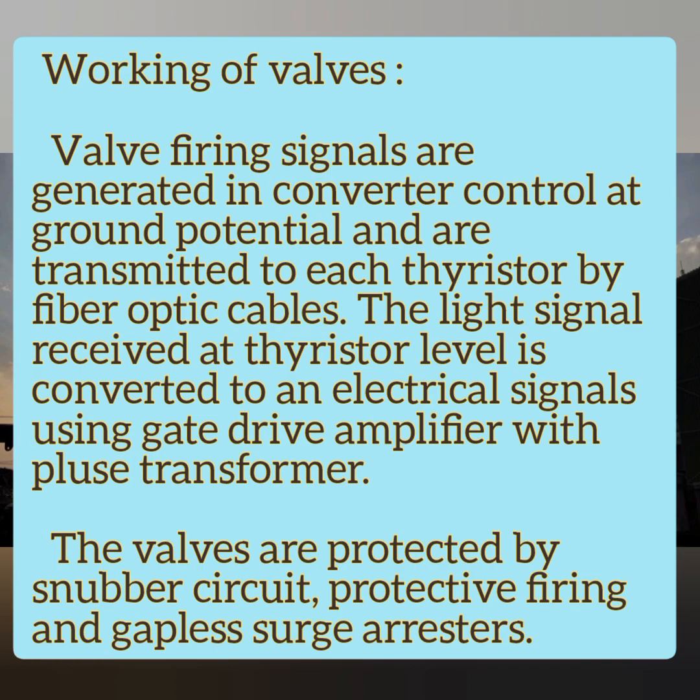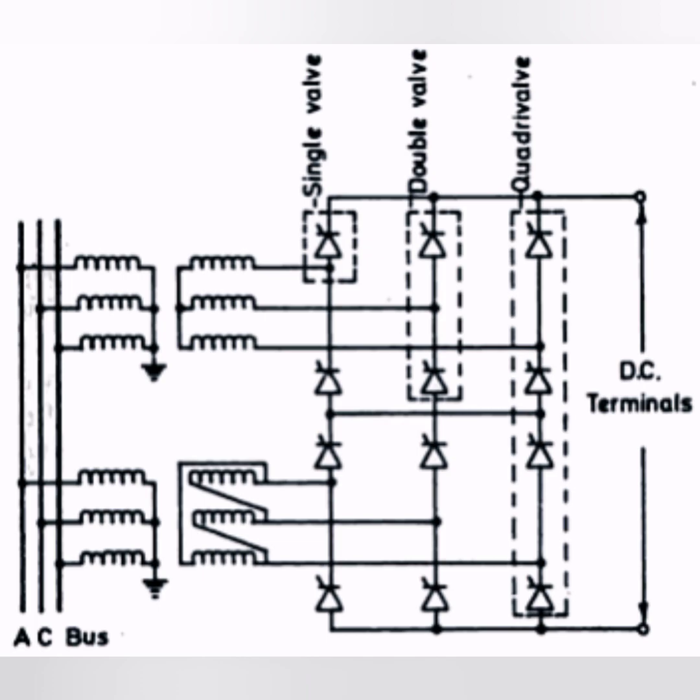Next, coming to the working of valves, the valve firing signals are generated in the converter control at ground potential and are transmitted to the thyristors by optical cables. Then the light signal received at the thyristor level is converted to an electrical signal using gate drive amplifiers with pulse transformers. Then the valves are triggered and supply the DC supply. These valves are also protected by snubber circuits. Firing protections can be made, and a gapless surge arrester is provided in order to overcome higher surges or transients. So this is the connection diagram of your valves. Here we use star-star and star-delta transformers for supplying the AC supply to the valves.